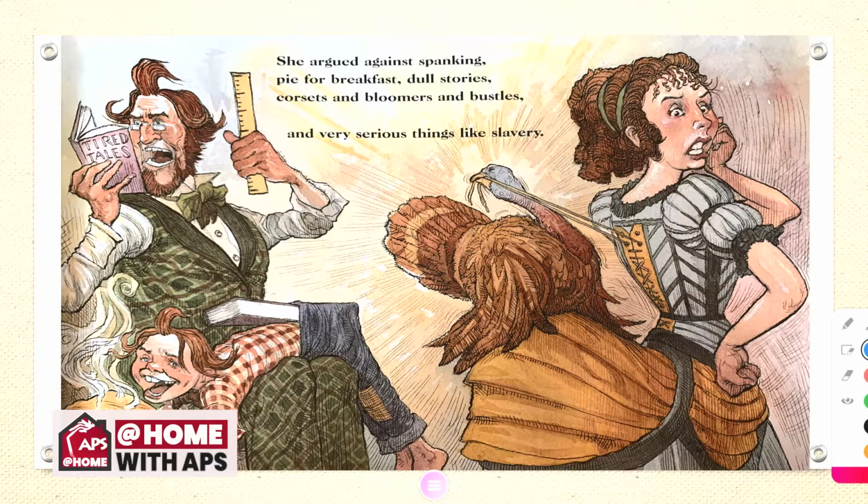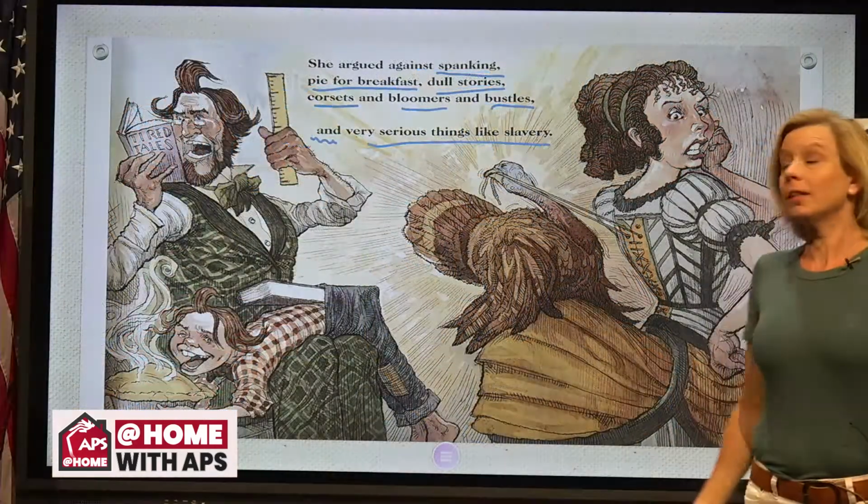Let's look at that. She argued against spanking, pie for breakfast. Oh, I love pumpkin pie for breakfast. Dull stories, corsets, and bloomers and bustles, and very serious things like slavery. Wow, she did a lot, didn't she?